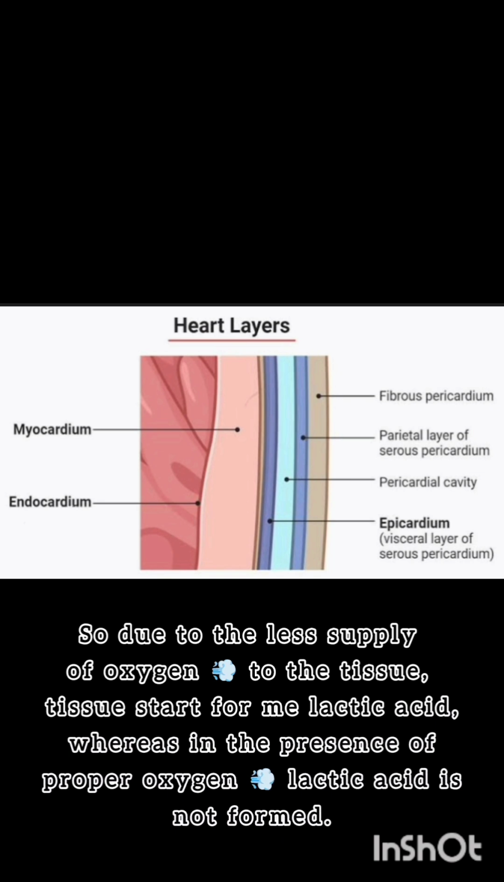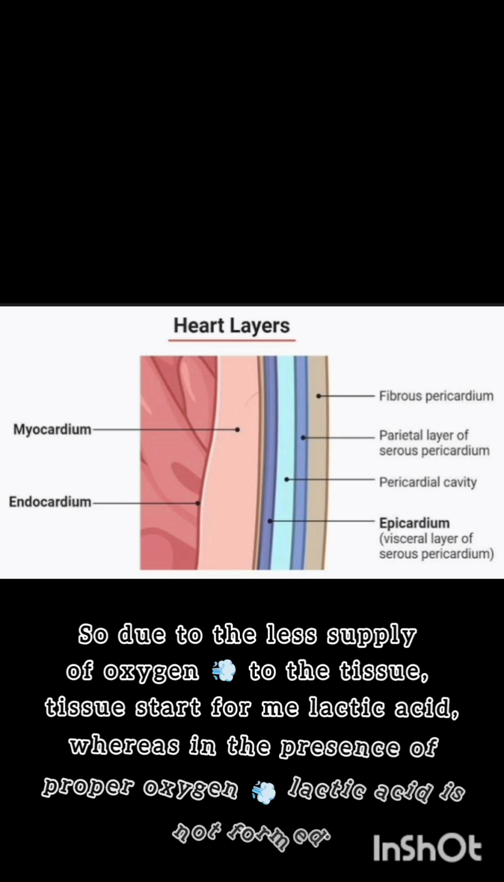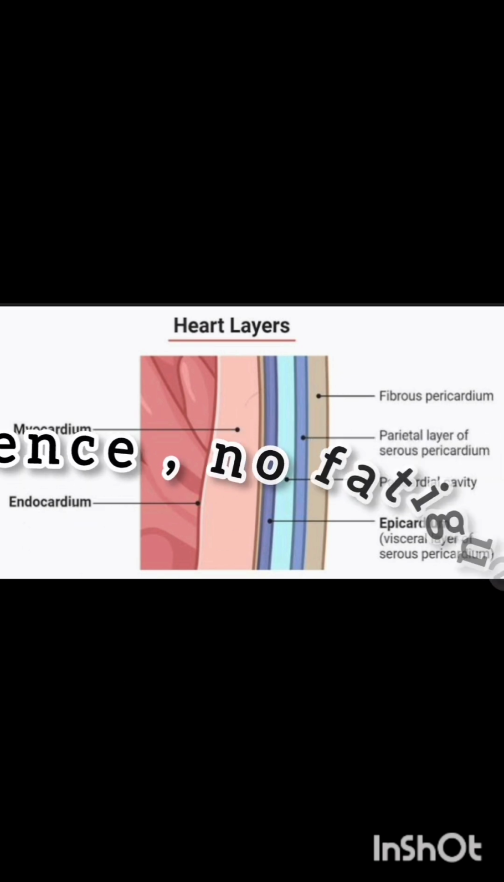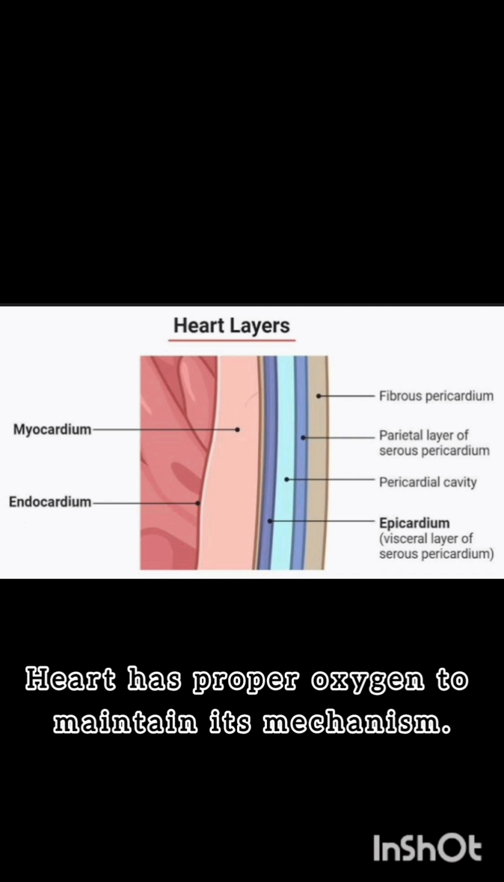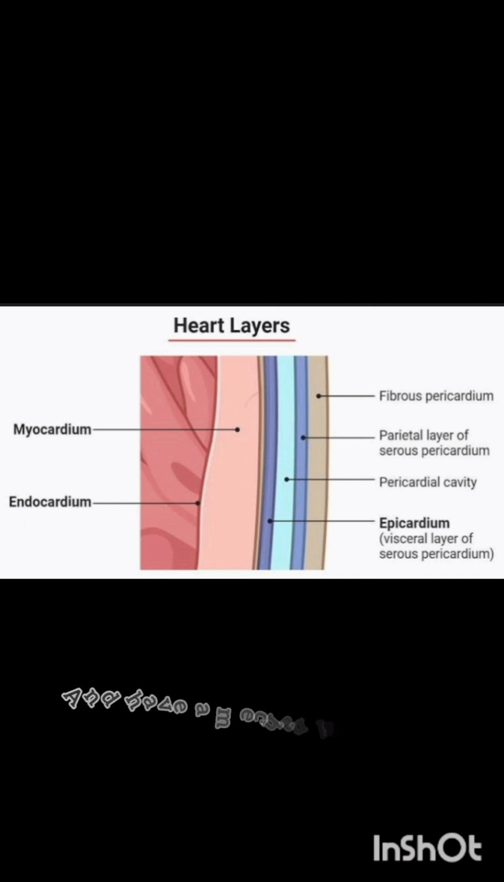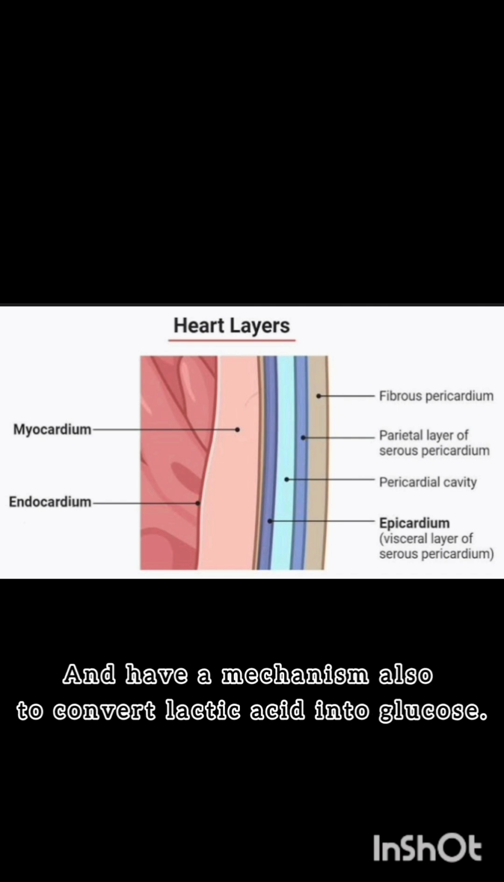Due to less supply of oxygen, the tissue starts forming lactic acid, whereas in the presence of proper oxygen, lactic acid is not formed. Hence, there is no fatigue. The heart has proper oxygen to maintain its mechanism and also has a mechanism to convert lactic acid into glucose.